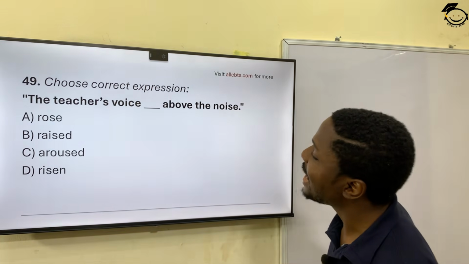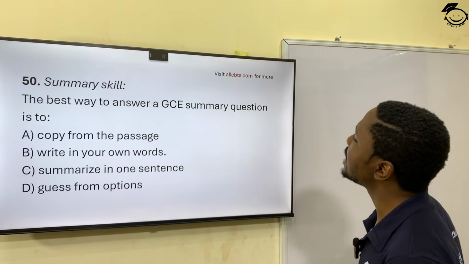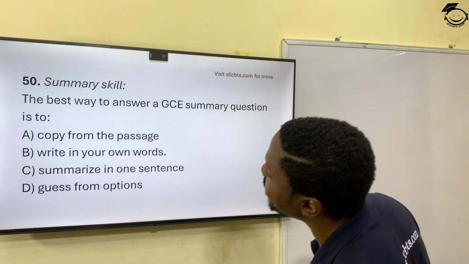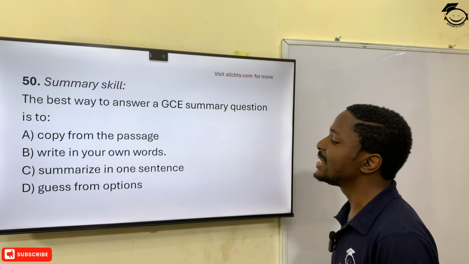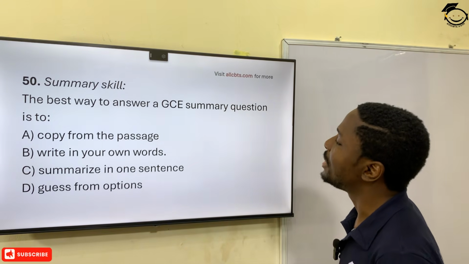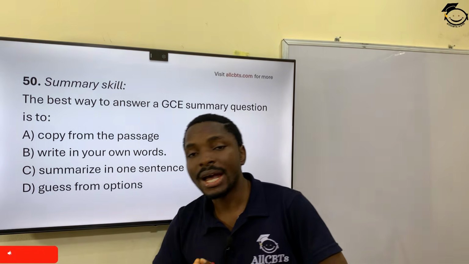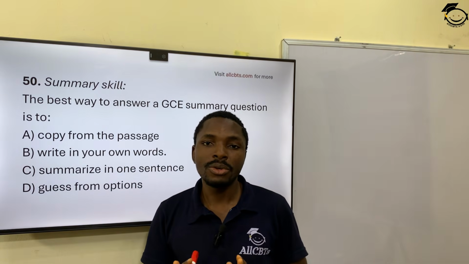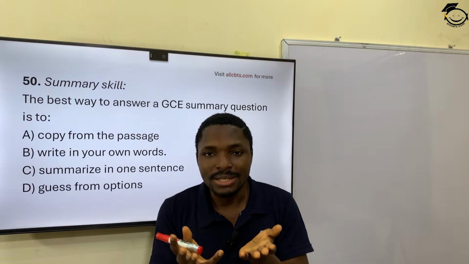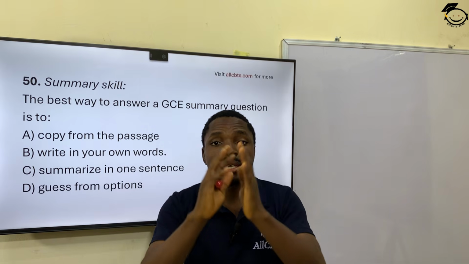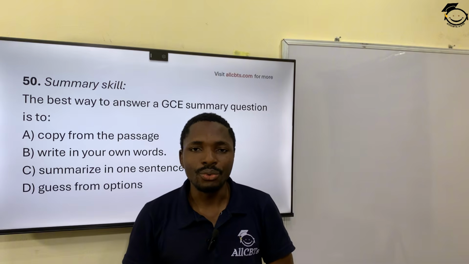So the last one you have, the best way to answer a GCE summary question is to what? Copy from the passage, write in your own words, summarize in one sentence, guess from options? Write in your own words. In fact, not just GCE, all kinds of questions. If you have to do summary, the best way to do it is to write it in your own words. Take the central idea, the full idea of the passage, and put it in your own words.